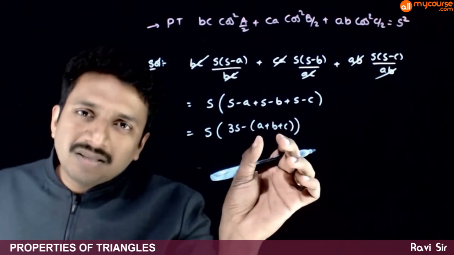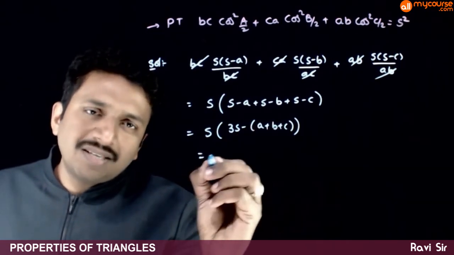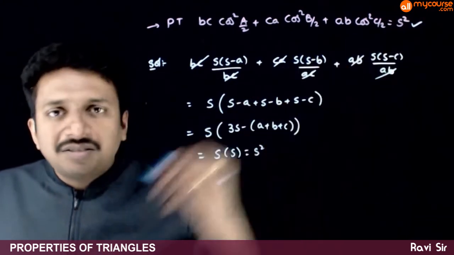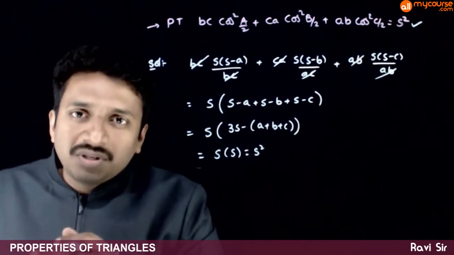And A plus B plus C is nothing but 2S. So 3S minus 2S is S. So S times S is equal to S square, which is the RHS. Hence, the proposition is proved.